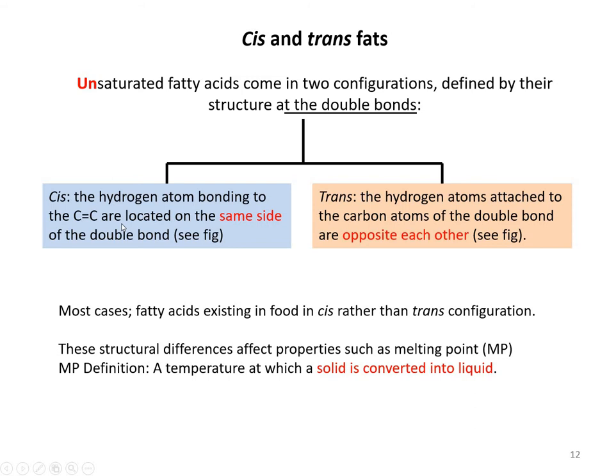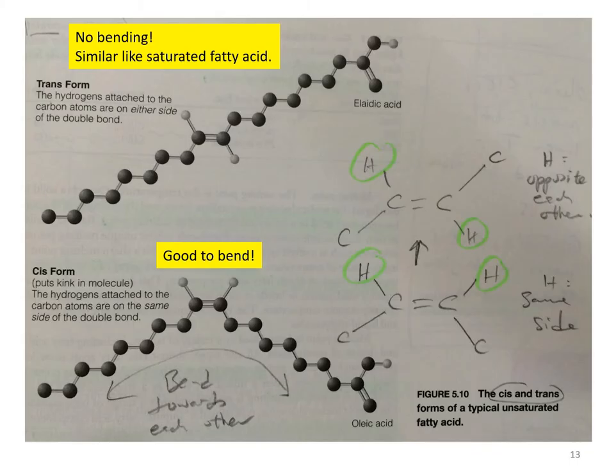If it is cis, the hydrogen atoms bonding to the double bond of carbon are located on the same side. If it is trans, the hydrogen atoms attached to the carbon atoms of the double bonds are opposite each other. You can't imagine this unless you look at the figures. I'll show you the figures later. So just a picture from books.